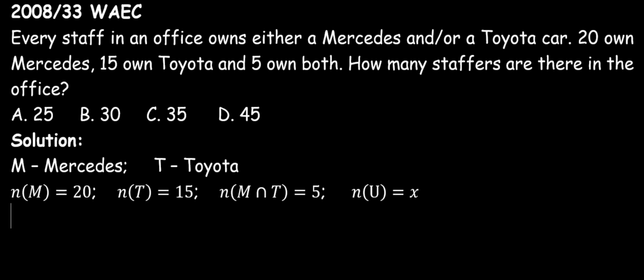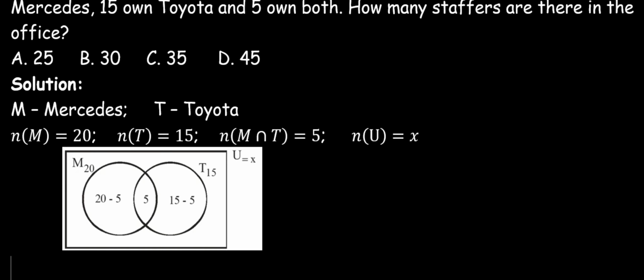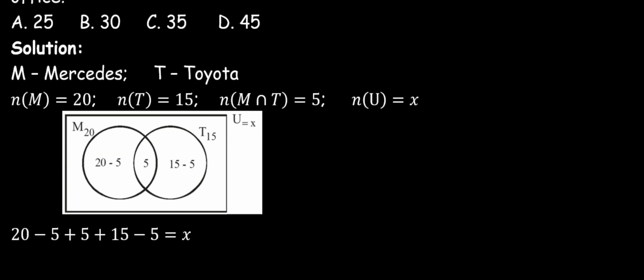Representing this in a Venn diagram, as shown below, equating all the terms inside the universal set. Note how it is done. We have 20 minus 5 plus 5 plus 15 minus 5 is equal to x. Simplifying, we have 30 will be equal to x.